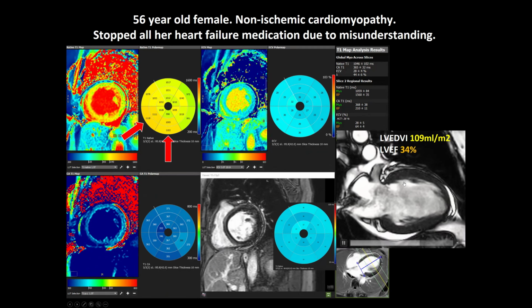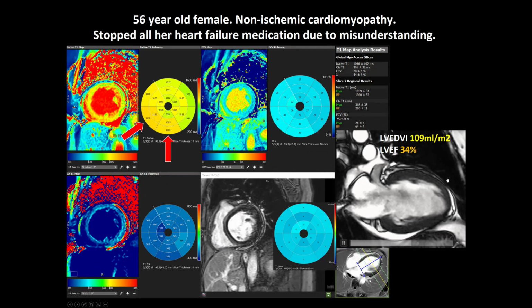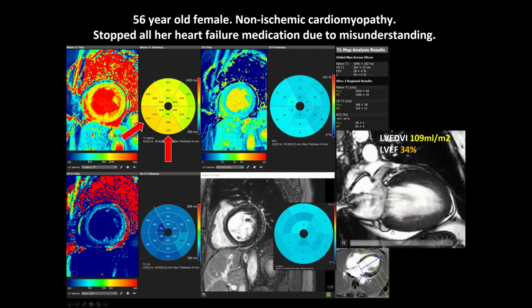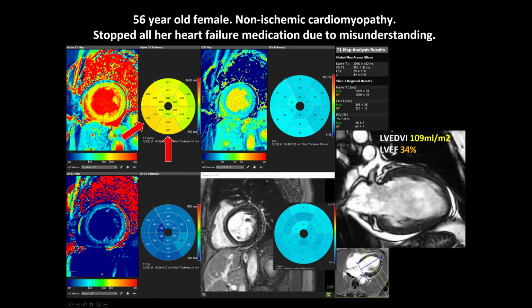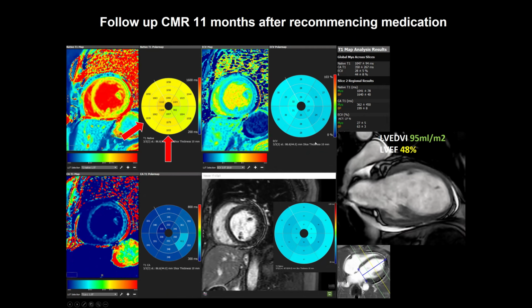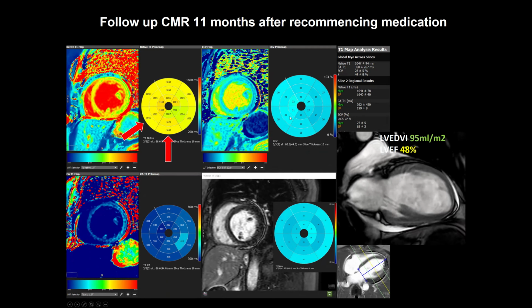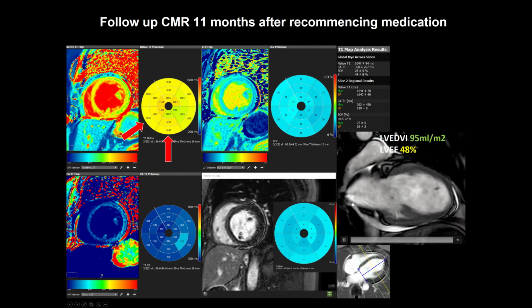Here's a 56-year-old female with a non-ischemic cardiomyopathy. She unfortunately stopped all her heart failure medication due to a misunderstanding at her previous clinic visit, and now she has a mildly dilated LV with moderate systolic dysfunction. We can see elevated native T1s here. ECVs are normal. On the follow-up study, the T1s have normalized or are normalizing, and the ECV remains static, as well as the T2. And after recommencing her medication 11 months later, we can see not only the tissue mapping has improved, but also the LV ejection fraction.